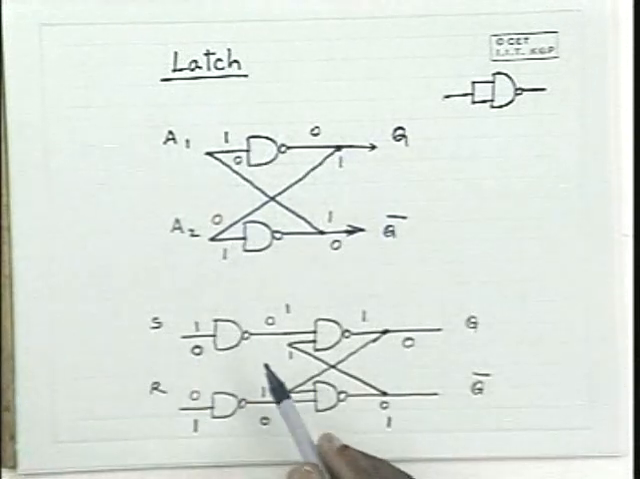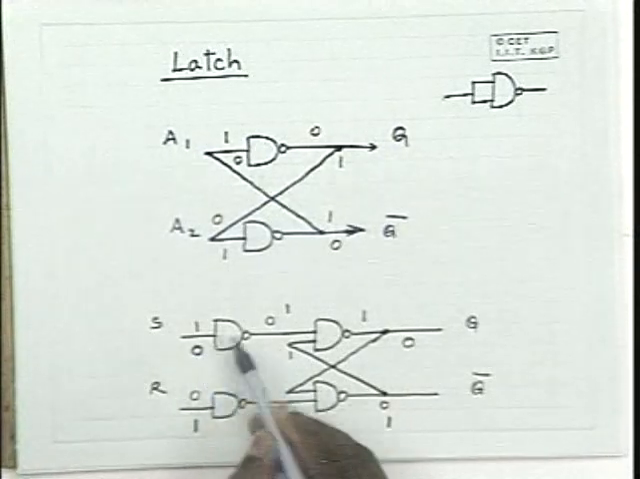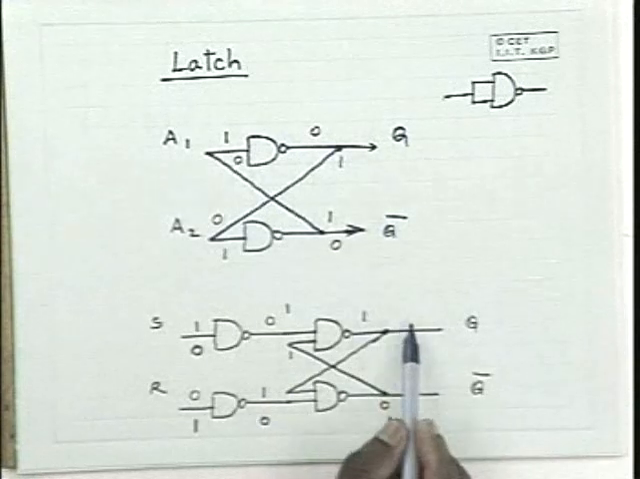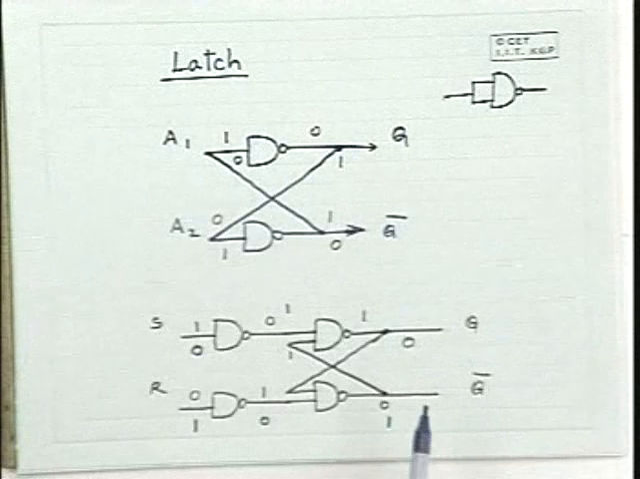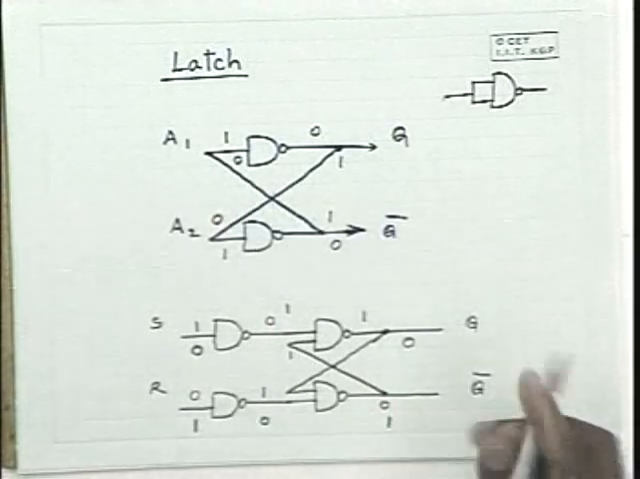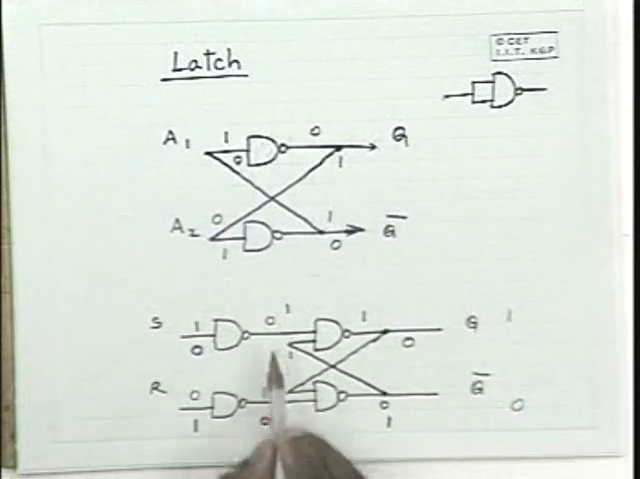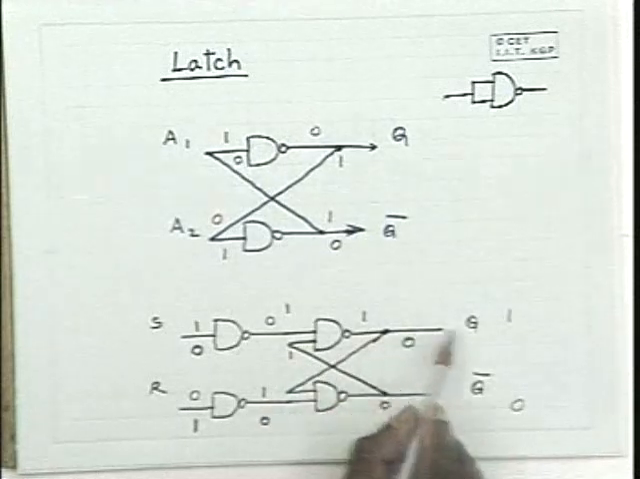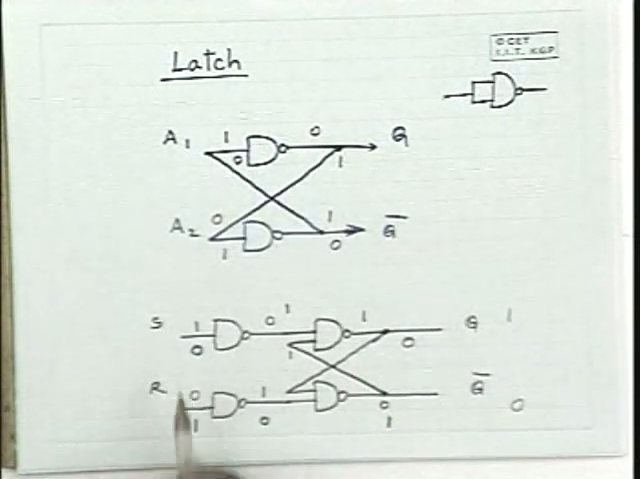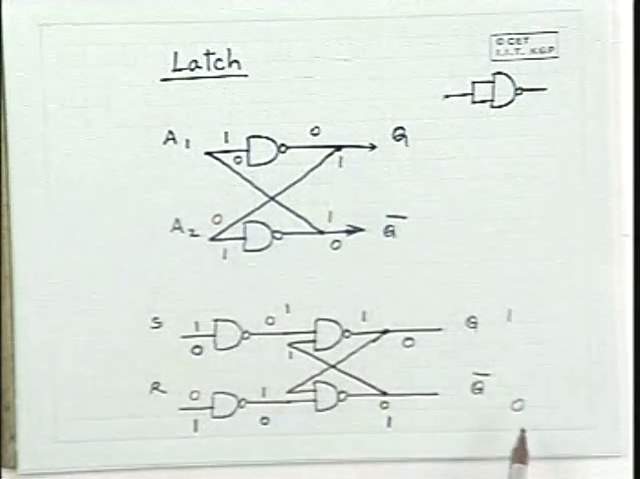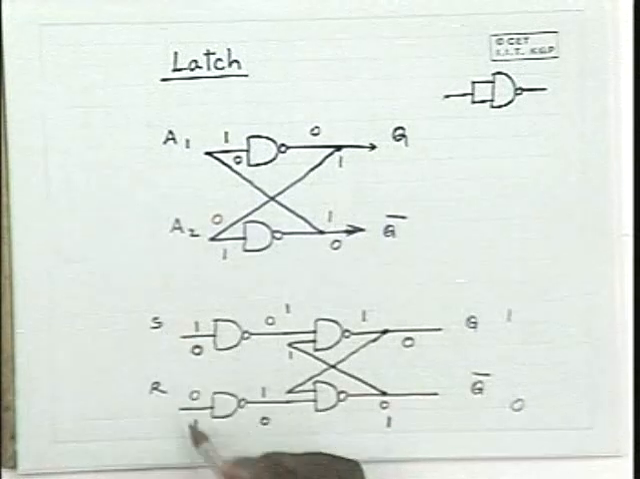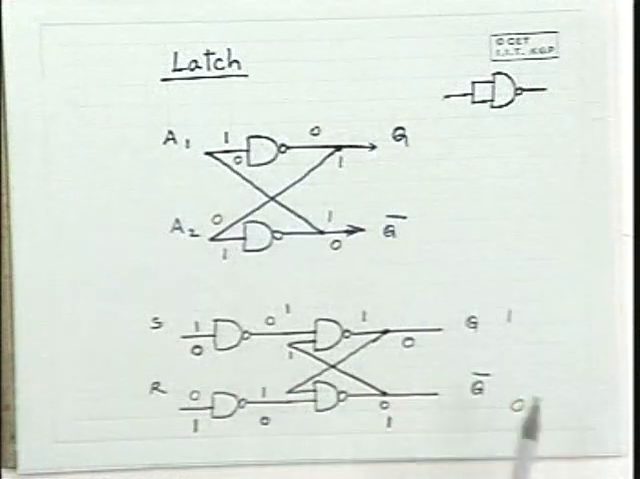Now with 0, 0, what happens? With 0, 0, this becomes 1, 1, and it remains in the same state. Whatever was the previous state, it remains. If the previous state happened to be 1, 0, with this one becoming 1, 1, and this one becoming 0, this will remain 1. And when this is 1 and this is 1, this one will remain at 0. So with 0, 0, whatever was the previous state, the same state is maintained. And with 1, 1, of course, this is inconsistent. The 1, 1 state is not applicable.